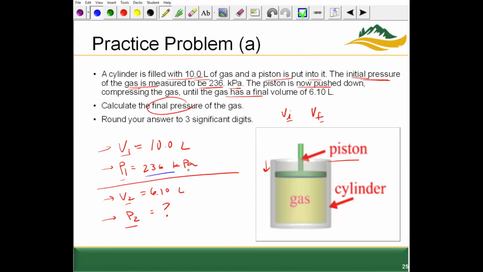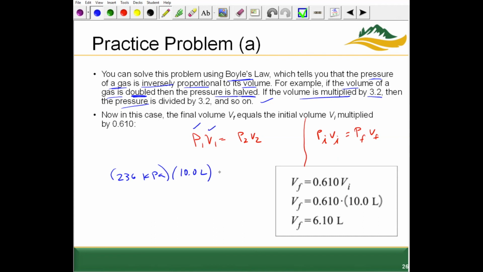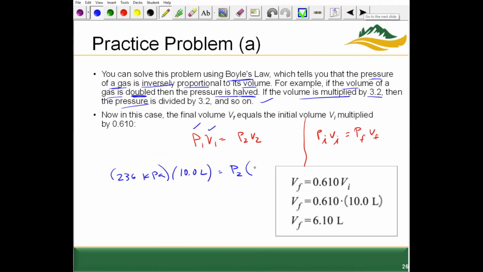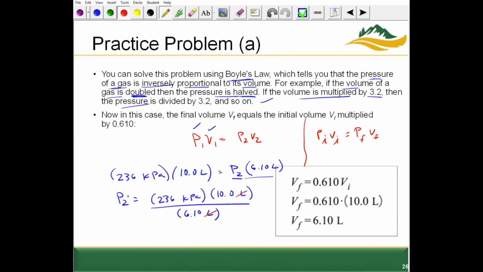So 236 kilopascals and 10.0 liters, that's P1 and V1. Then we are solving for P2. We know volume 2 to be 6.10 liters, so we'll plug that in here. The only unknown now is P2. So we solve for that by dividing both sides by 6.10: 236 kilopascals times 10.0 liters divided by 6.10 liters. Liters and liters cancel out, and we'll get a pressure in kilopascals.